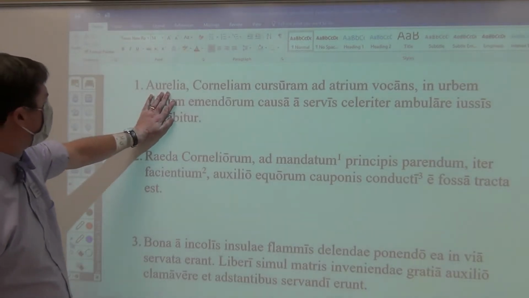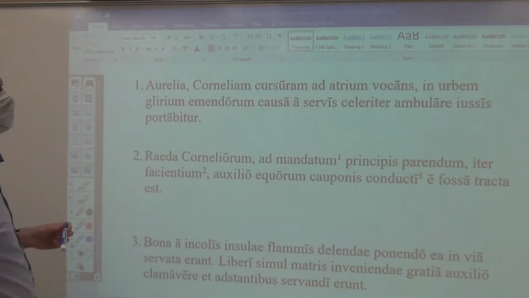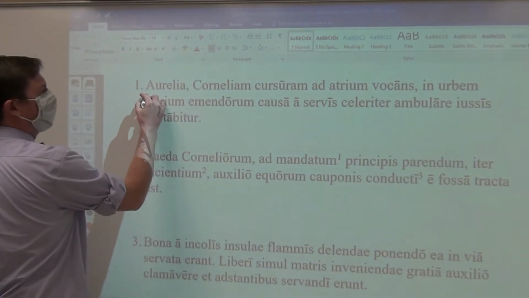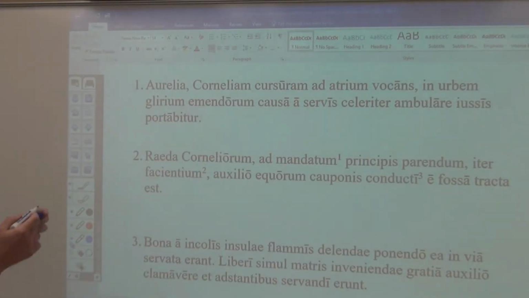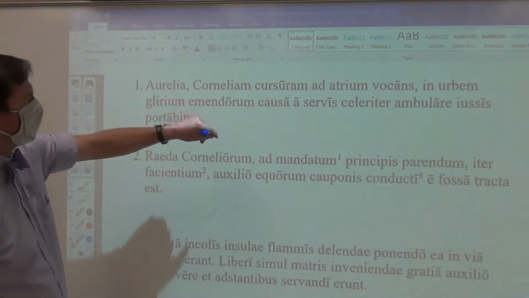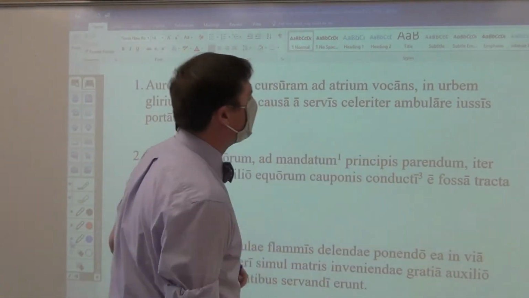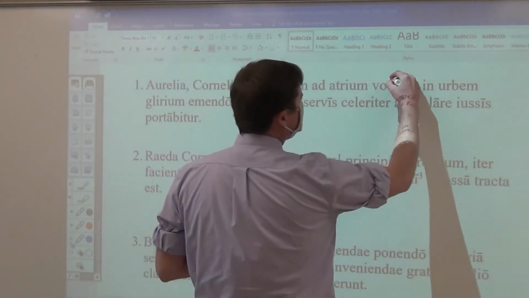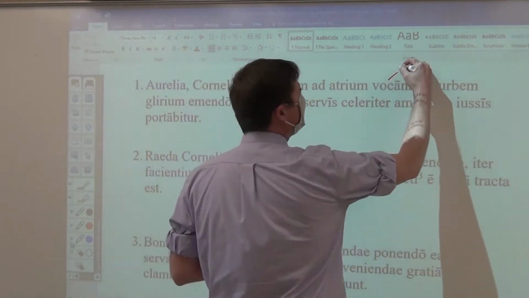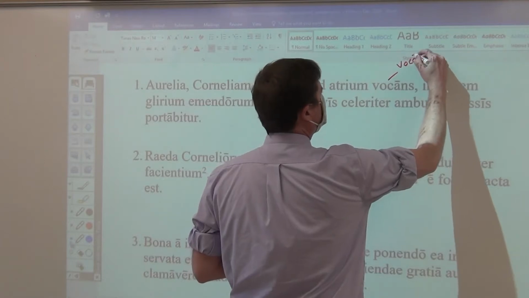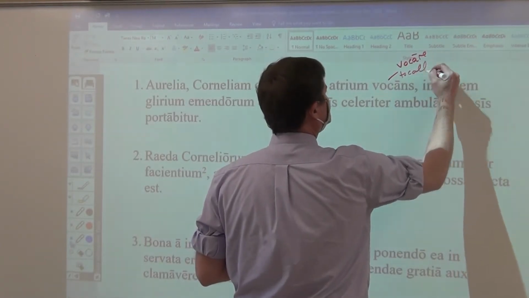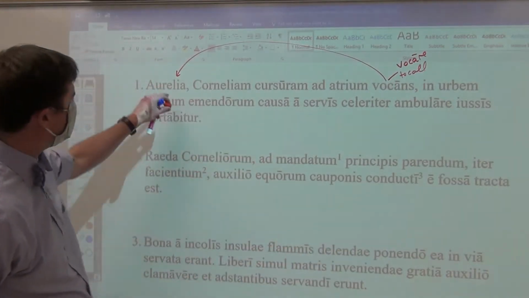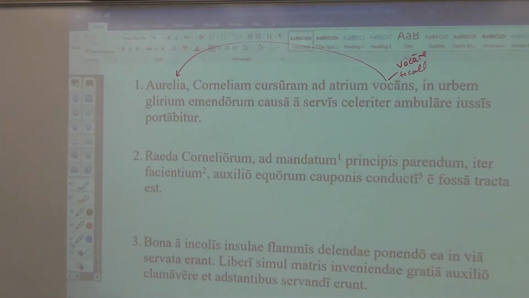Aurelia, obviously, here is my subject, and so I will underline the main clause in blue, but if I were to do that, I would underline the whole thing. But what you do see is a comma, and then inside the comma, you will find 2 participles. One is vocans, which you know is a present active participle that comes from the verb vocare, meaning to call. So that is obviously, because of its form, nominative, modifying Aurelia, telling us what kind of Aurelia.